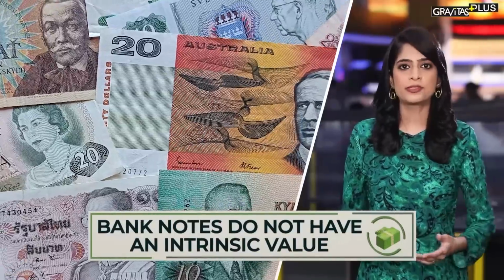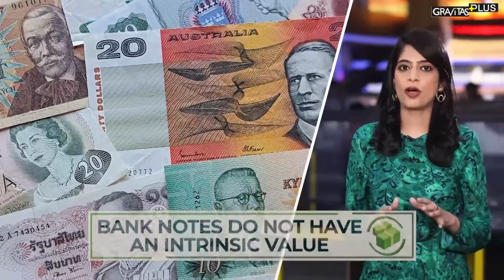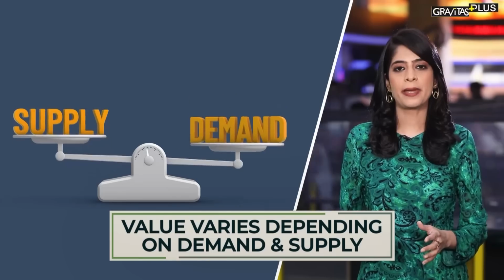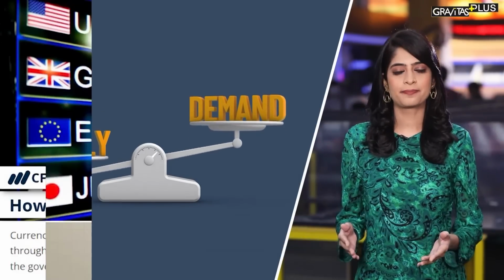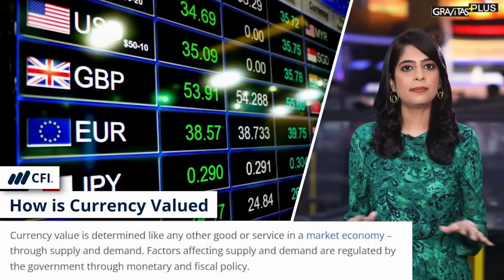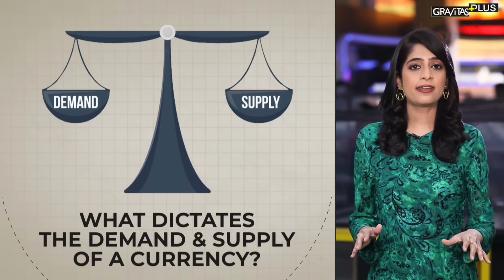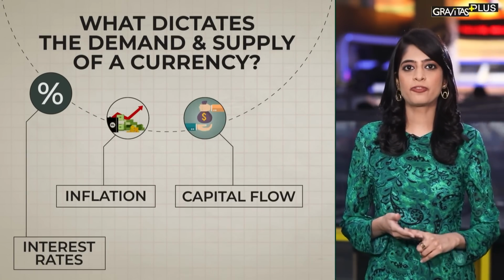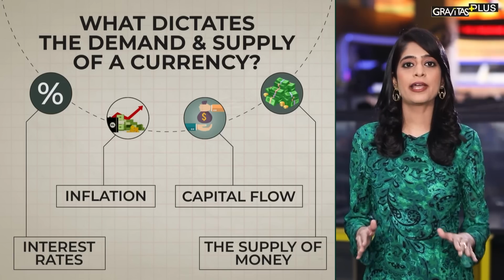Today, our banknotes do not have an intrinsic value. They are not backed by commodities either. Instead, the value varies depending on demand and supply. Now, demand and supply is influenced by a number of factors, like interest rates, inflation, capital flow, even the supply of money. Let's try and understand the correlation and break it all down for you.